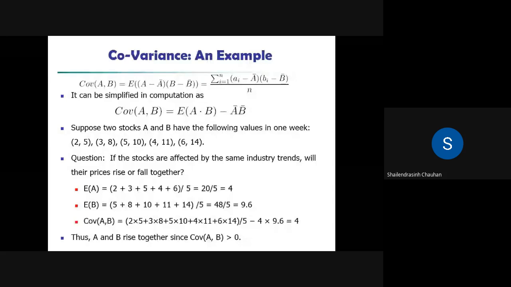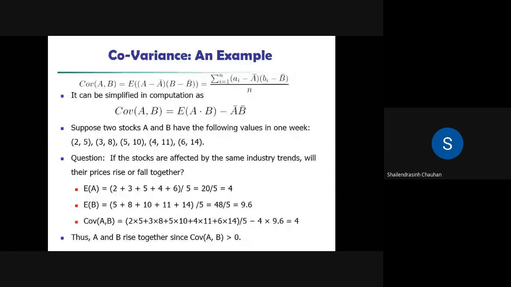And here, we are having stock prices of two companies for 5 days. 2, 3, 5, 4, 6 are the values of the stock price of A. 5, 8, 10, 11, 14, all these are the prices of stock of company B. So we can find out A bar, B bar, that is the average of A and the average of B.